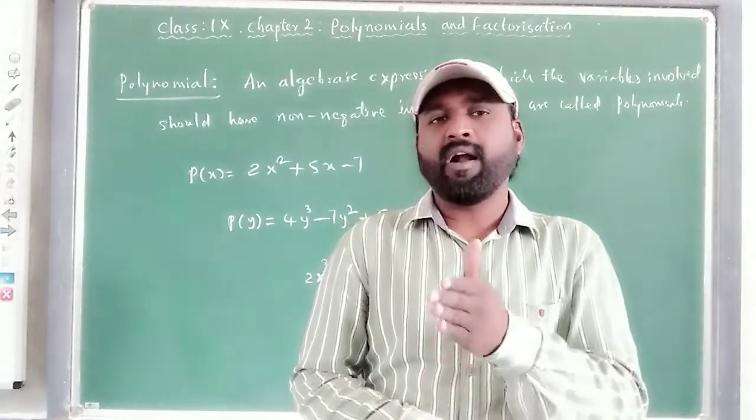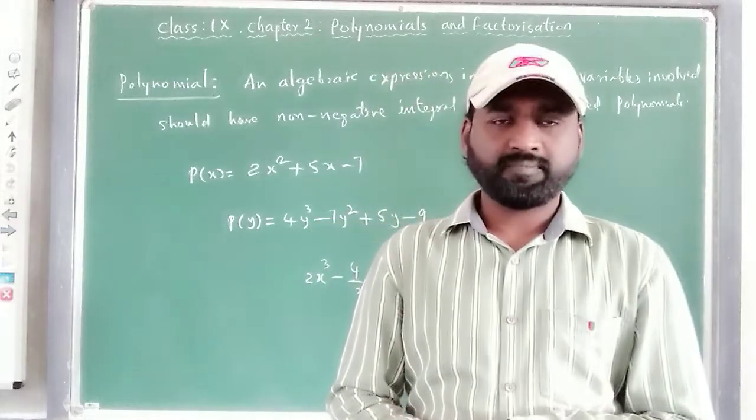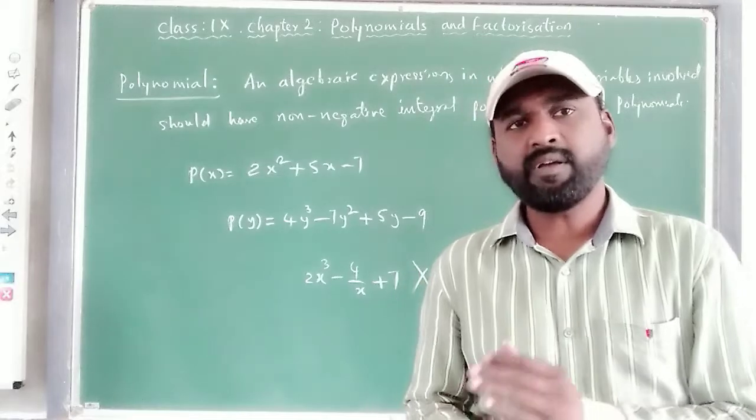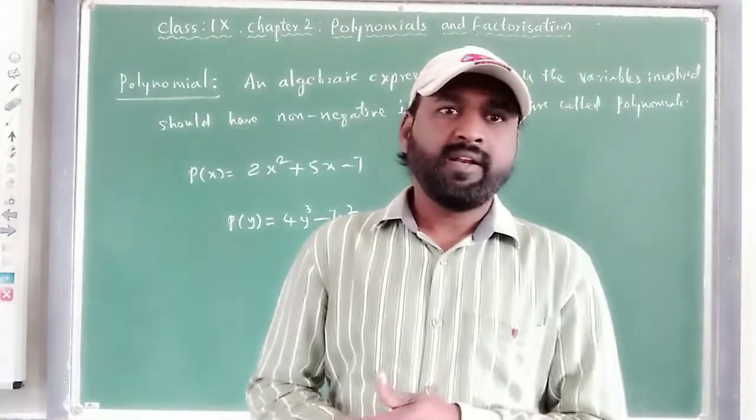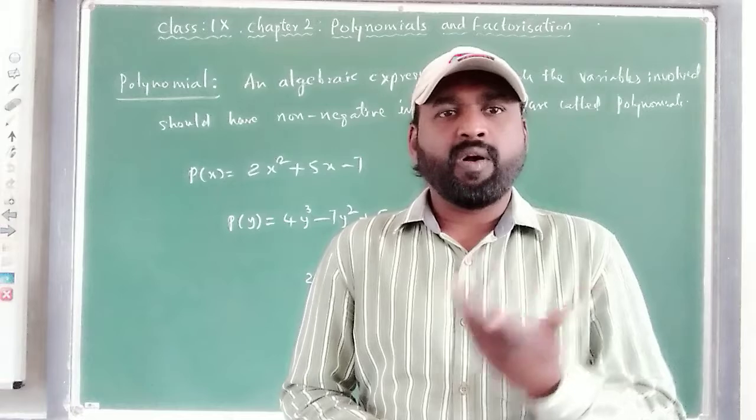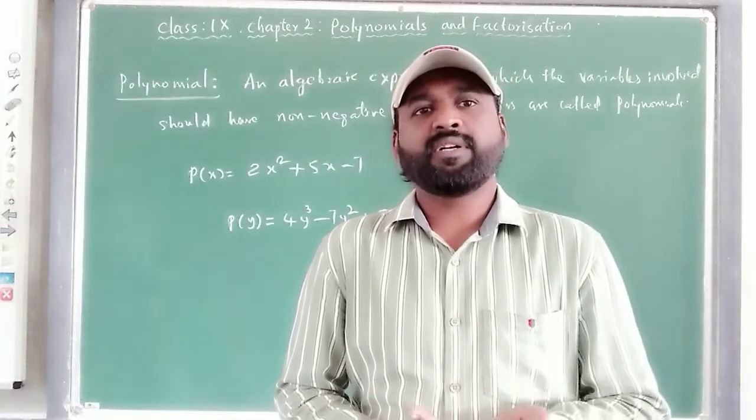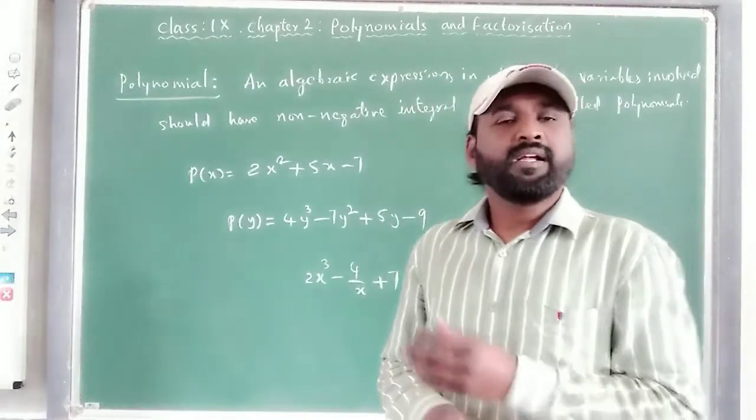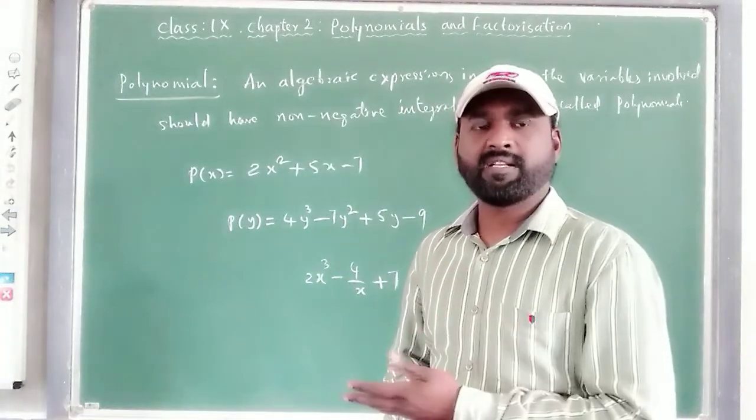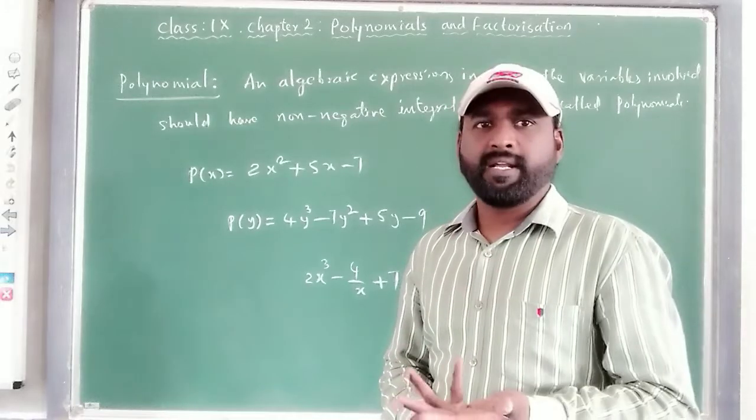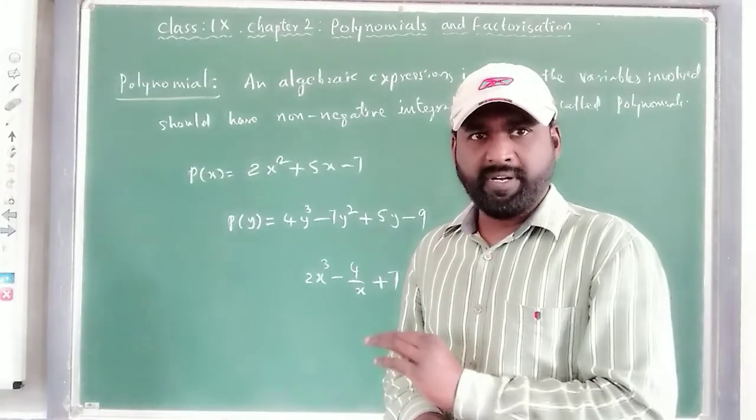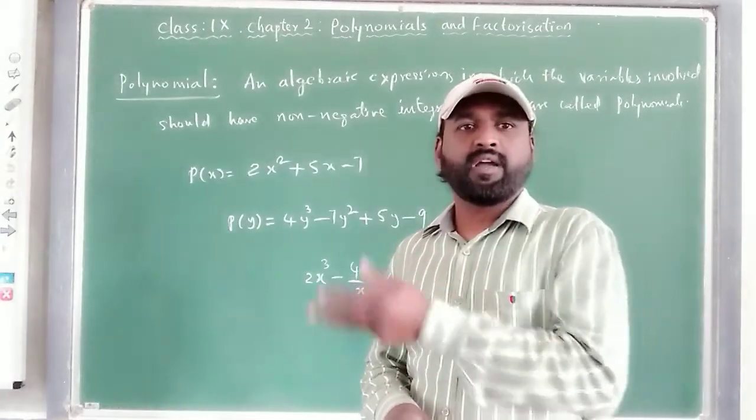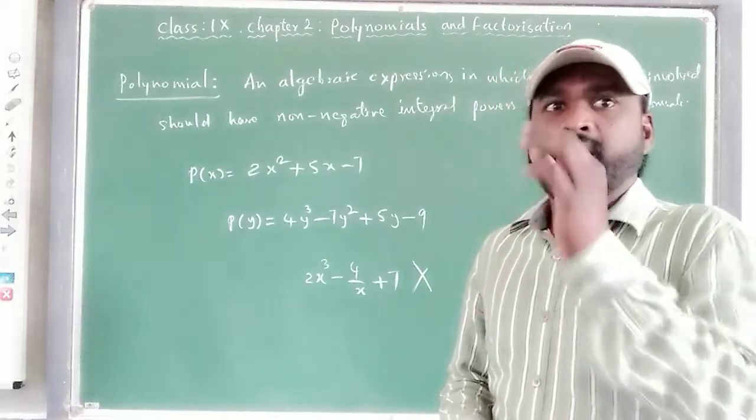These names are given according to the number of terms involved in it, and according to the variable's degree. According to the variable's degree also, polynomials are classified with other names: linear polynomial, quadratic polynomial, cubic polynomial, fourth degree polynomial, fifth degree polynomial, nth degree polynomial. What is meant by degree? The variable which is involved in the algebraic expression, its exponent should be a positive integer. We already said that. That positive integer, is it 1 or 2 or 3 or 4 or 5? Based on the number of the exponent.